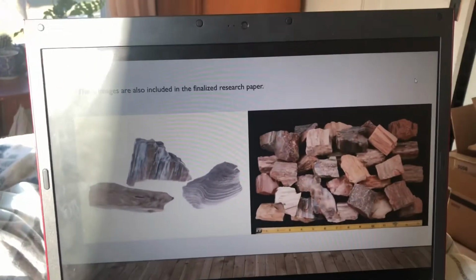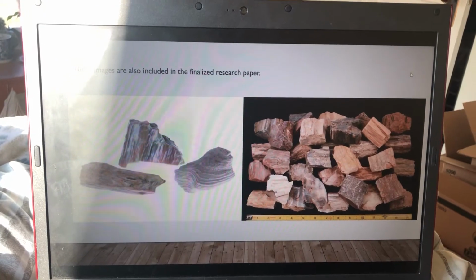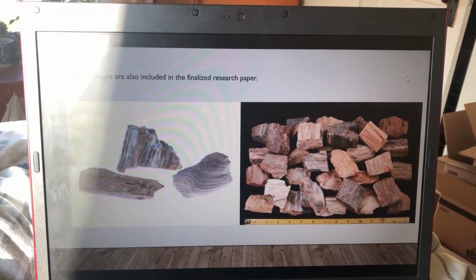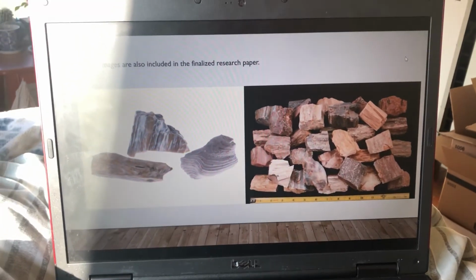Because petrification can reproduce the specimen structure so accurately, it's sometimes possible to determine the fossilized tree's species, age, factors about its environment, and even sometimes cell structure.